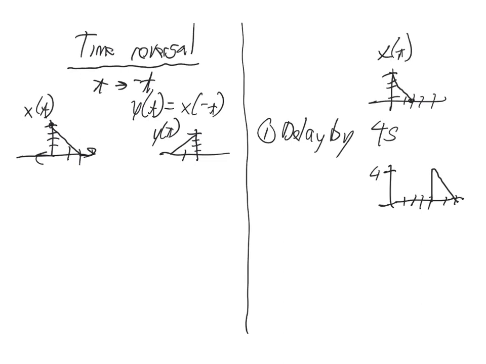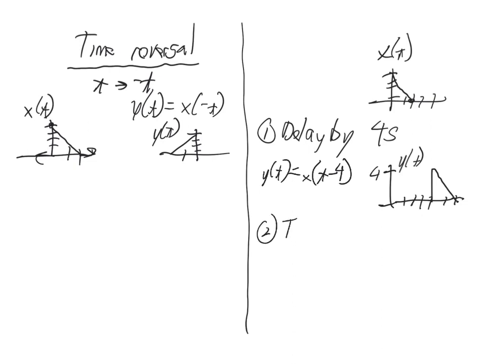And why don't you pause the video and see if you can write the expression for what this y of t is if it's x delayed by 4. So go ahead and pause. Okay, let's see if you figured out the right answer. If we're delaying it by 4, we have t minus 4 here.